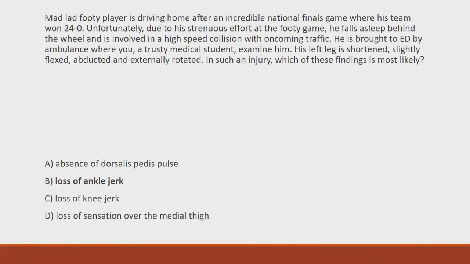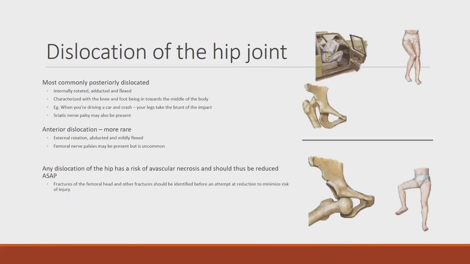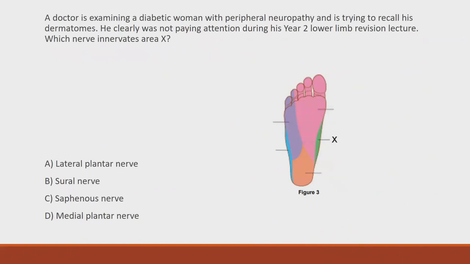Abducted and externally rotated. That's just because of the shape of your pelvic bones, your femur just stays in that position. So flexed, abducted, externally rotated is a displaced femur, or a dislocated femur, yeah? This may or may not also be on our bar. It's exact chair as well.